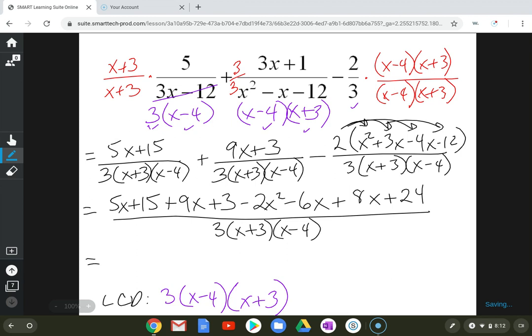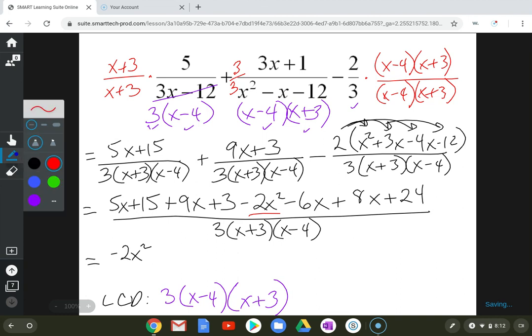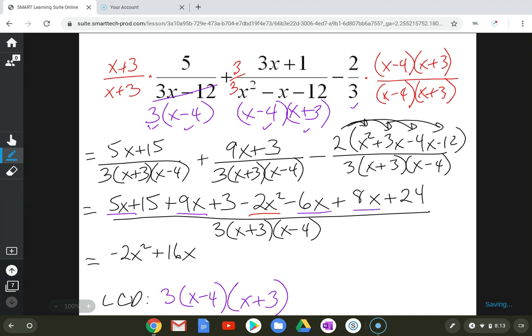All right, let's see. How many x squareds do we have? We have negative 2x squareds. I'm going to use a different color kind of mark as I go. All right, so now let's do our x's. We have 5x plus 9x is 14x minus 6x is 8x plus 8x is 16x. So we have plus 16x. All right, let's go with numbers now. So we have 15 plus 3 is 18 plus 24 is 42. So plus 42 all over our LCD.